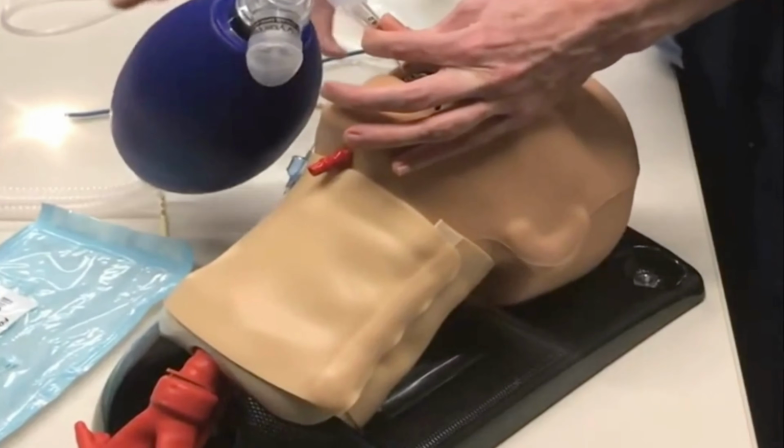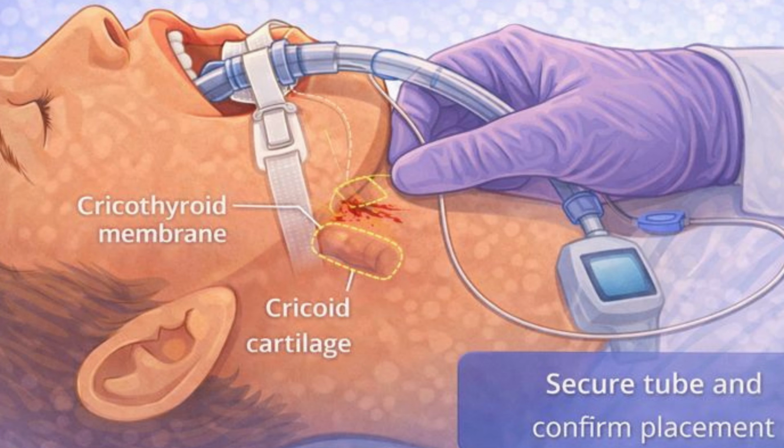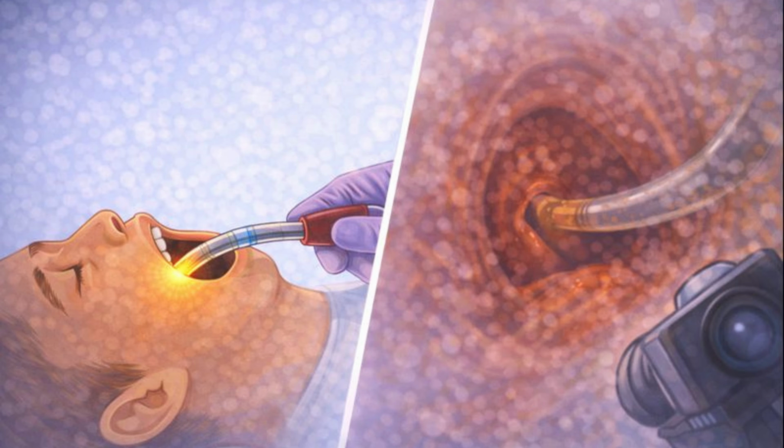Inflate the cuff. Ventilate the patient. Confirm placement using chest rise, auscultation, and end tidal CO2. Lightwand intubation works without a camera. It works without visualizing the vocal cords. It works when blood, secretions, or anatomy make everything else fail.